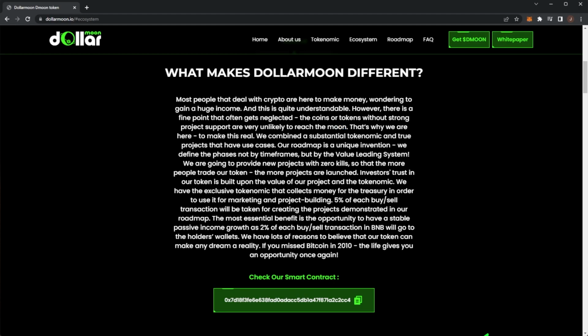We combine a substantial tokenomic and true projects that have use cases. Our roadmap is a unique invention. We define the phases not by time frames, but by the value leading system. We're going to provide new projects with zero kills so that the more people trade our token, the more projects are launched. Investors' trust in a token is built upon the value of the project and the tokenomic.